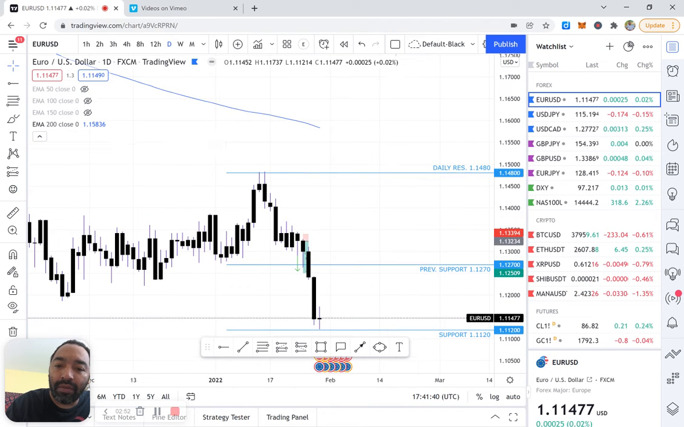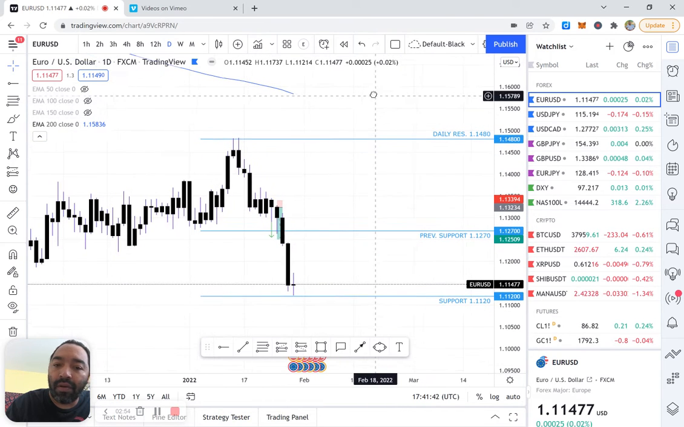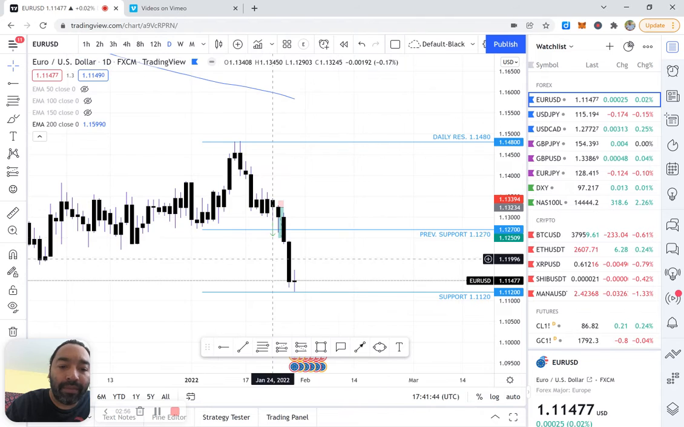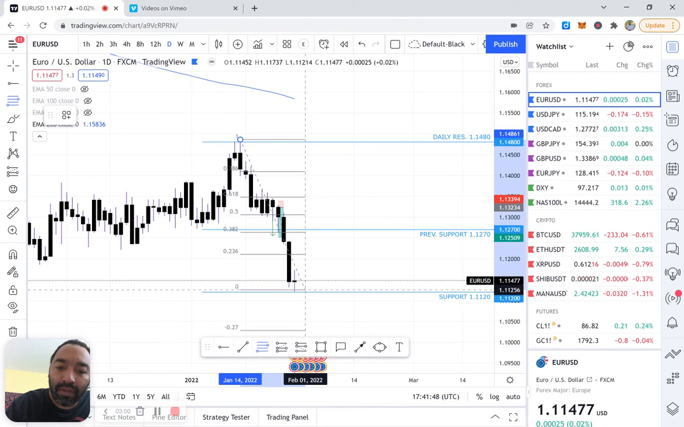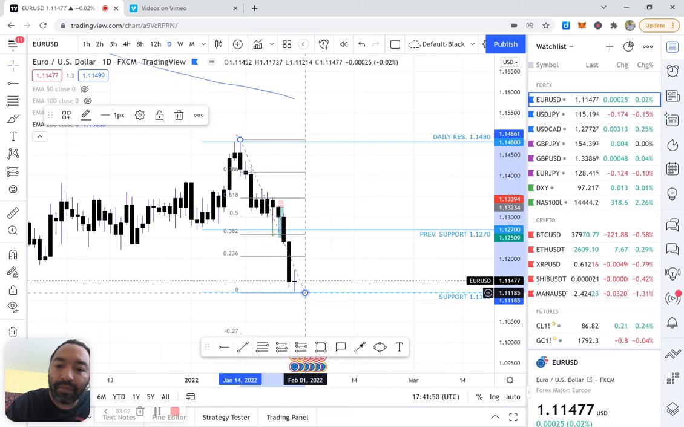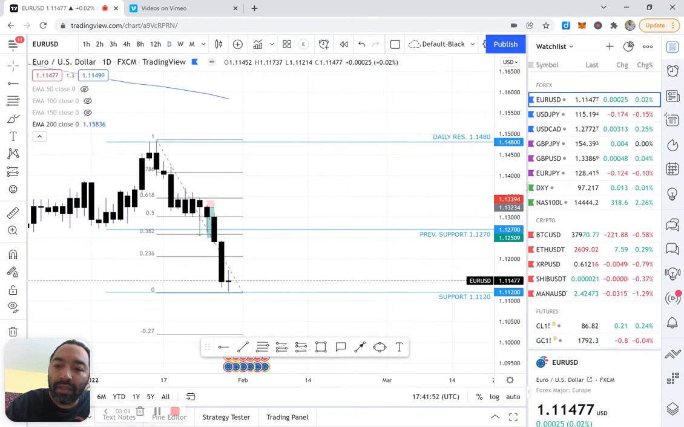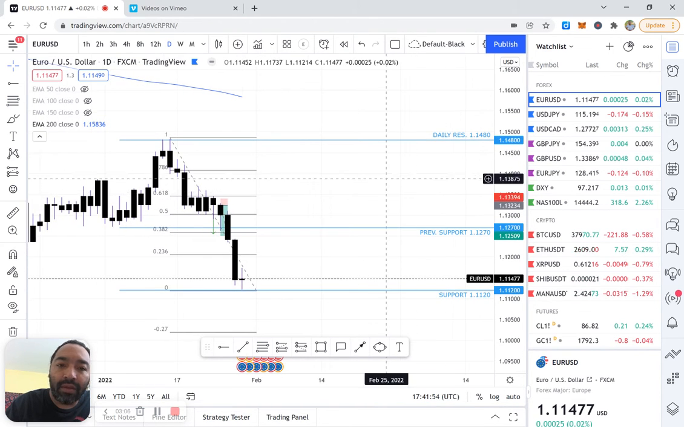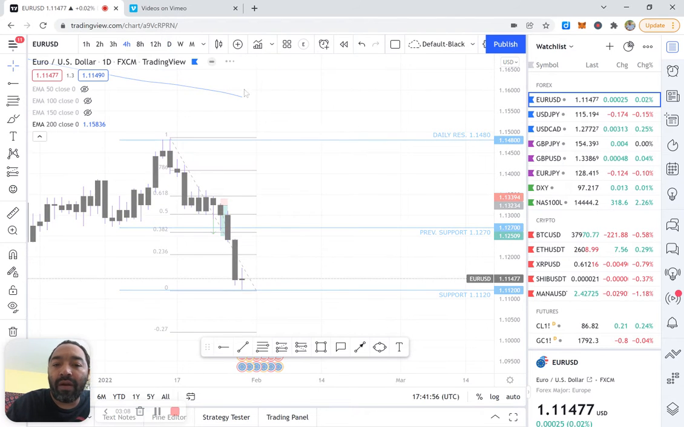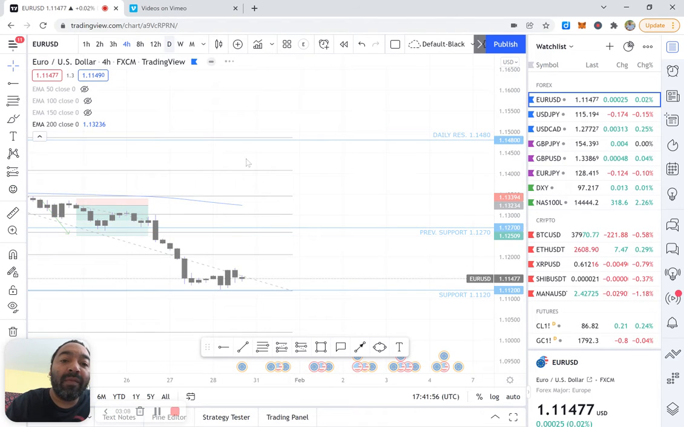Because I see a good use of the fib, I am going to take a Fibonacci from here to here and look and see where price is at this point. And I'm going to do that on the 4 hour. So I set my fib up on that daily.